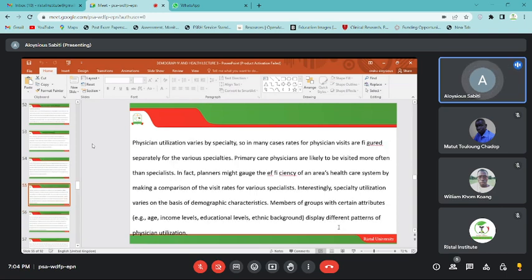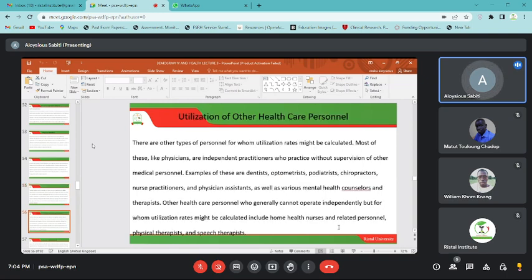Physician utilization varies by specialty, so in many cases, rates for physician visits are figured separately for the various specialties. Another indicator is utilization of other healthcare personnel. So there are other types of personnel for whom utilization rates might be calculated.